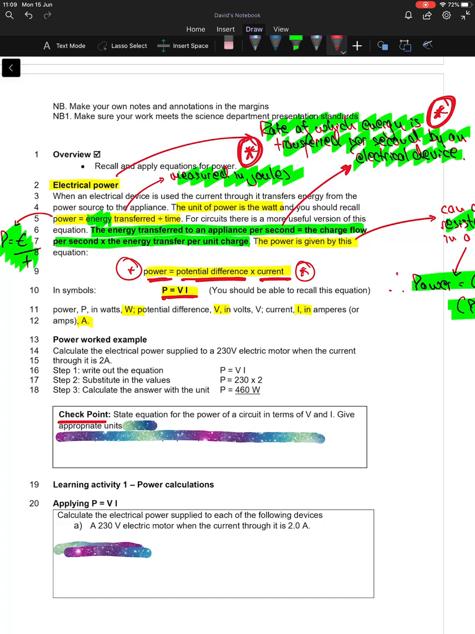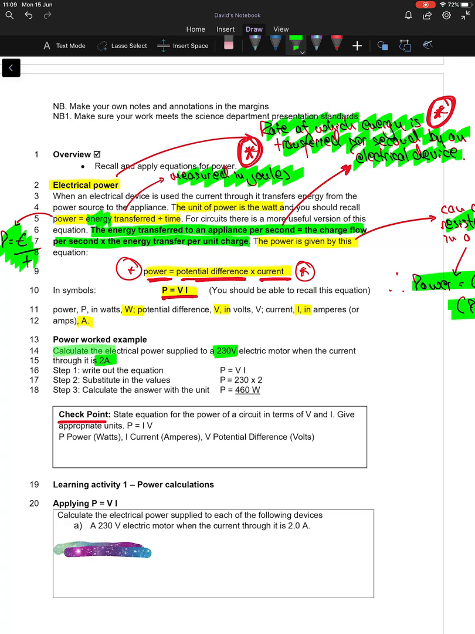And if we have a little look, so the checkpoint question down the bottom here, state the equation for power in a circuit in terms of V and I. Pause the video, take it away, turn to a separate page. Can you recall it from memory? If you've unpaused the video, hopefully you've got P equals IV, power in watts, current in amps, and potential difference in volts. Now there's an example question here.